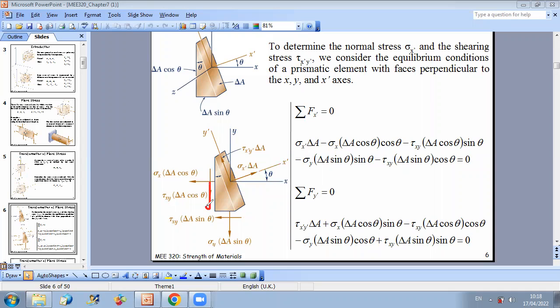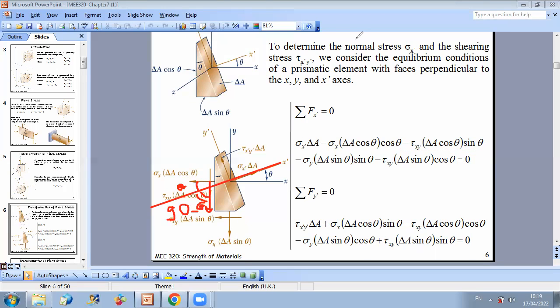Because the angle here is theta, so we said that this is theta, this will be 90 minus theta. So when you project on x prime, you do cosine 90 minus theta, or you do sine theta. And since it's a negative projection, it's minus tau xy delta A cosine theta, which is the force, times sine theta. We are done with these two forces.